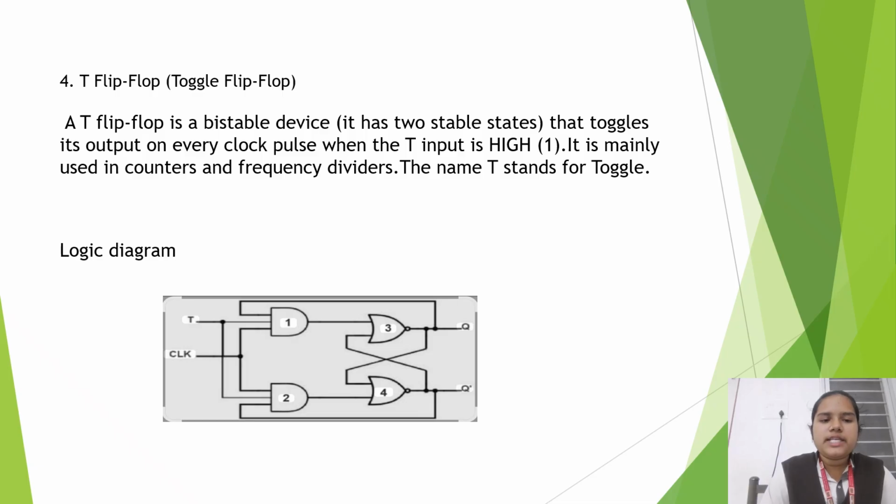And we see the last flip-flop, the T flip-flop, the toggle flip-flop. A T flip-flop is a bistable device. It has two stable states and toggles its output on every clock pulse when the T input is high, 1. It is mainly used in counters and frequency dividers. The name T stands for toggle. The logic diagram of the T flip-flop is shown below. T is the input, and Q and Q bar are the outputs.